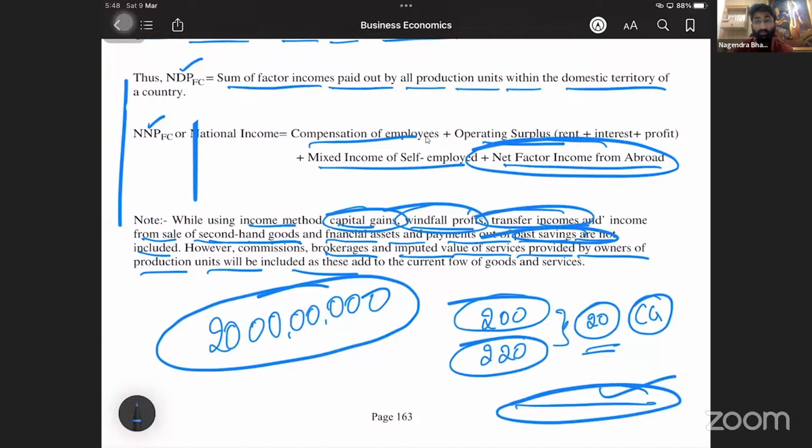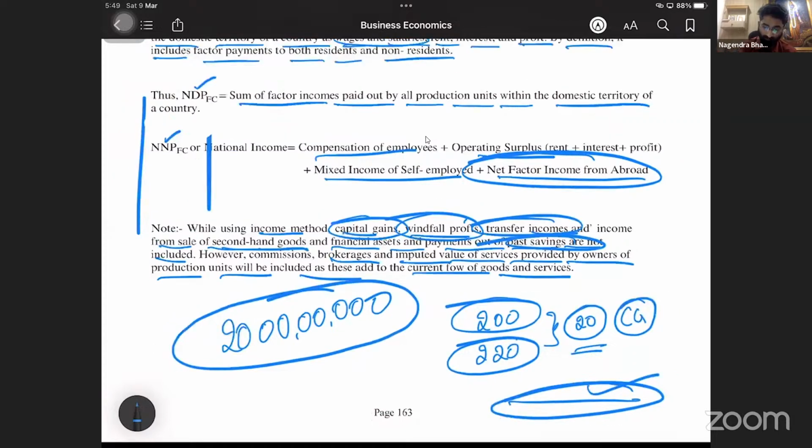Okay? Finally, what has happened here? Your land got sold. Who is happy? You are happy. For that happiness, you will pay me some amount. Commission. Do you think I received that commission simply? No, I put in some effort. I went in search of buyers and I got some commission. This commission, brokerage and all these values we have to include, as they add to the current flow of goods and services. It is not given simply, it is for some work which is done. So that's why it has to be included. Okay.